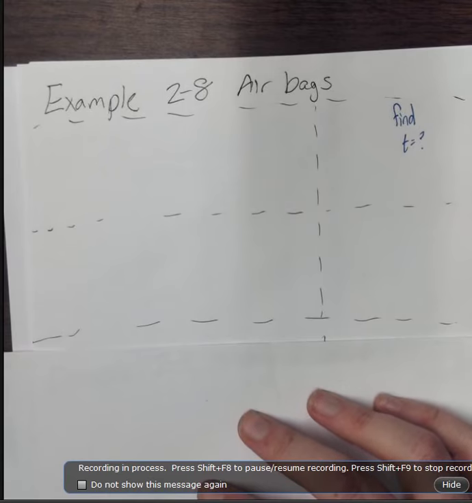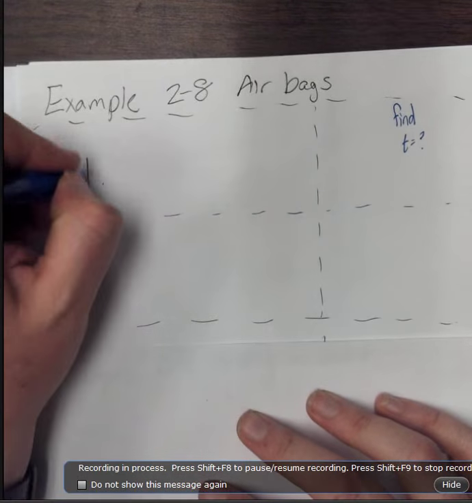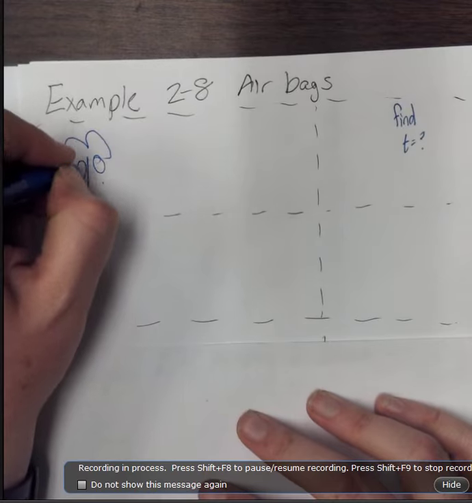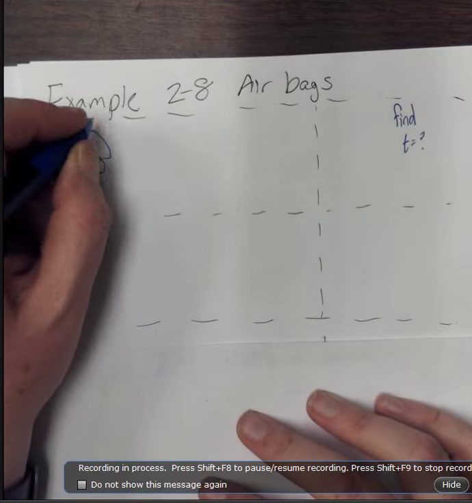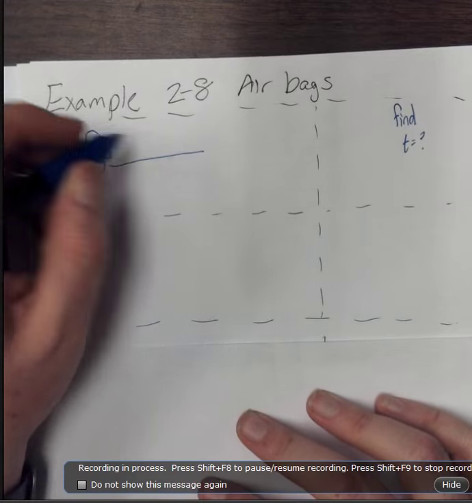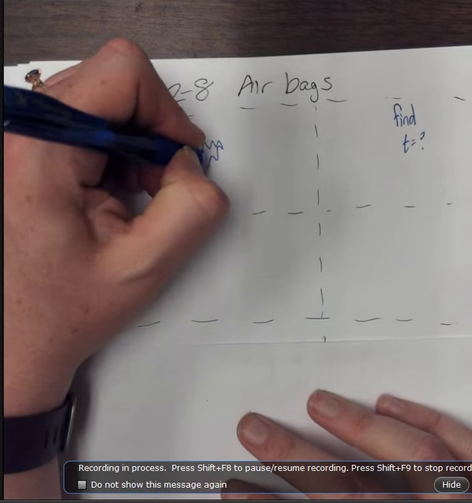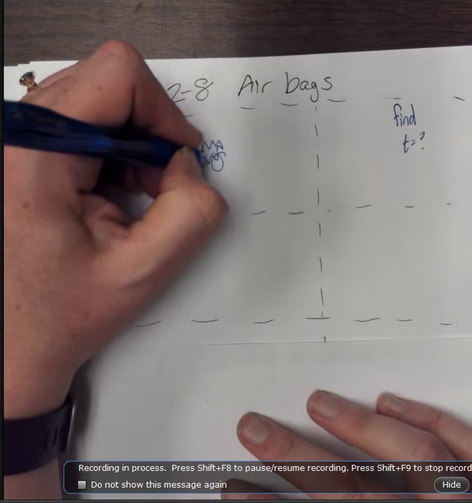All right, we don't know what the acceleration is. And I know that if I want to find time, it would be really useful to find acceleration. All right, so here's what's happening. We have a car, and this car is traveling at some speed over distance x. And then this car crashes.